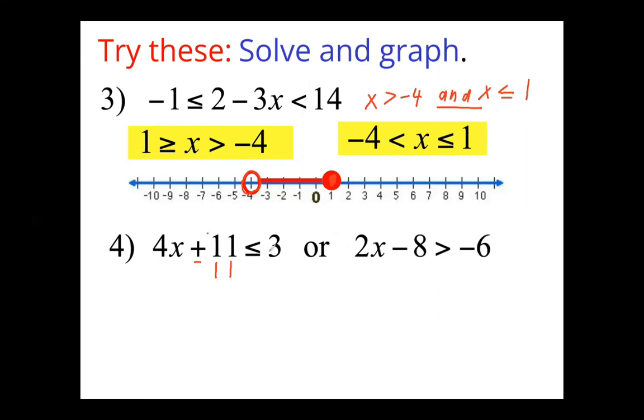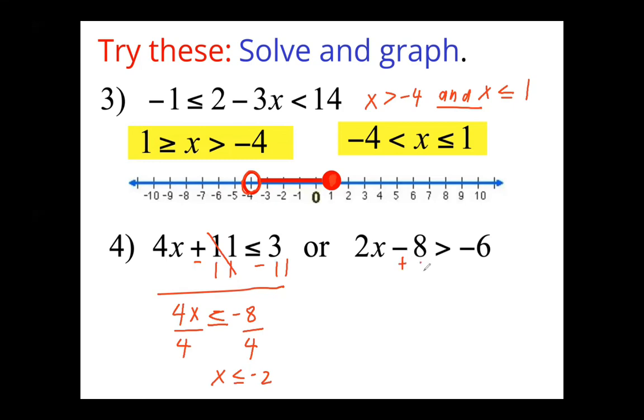I'm going to undo my addition by subtracting 11 from both sides. This is just like multi-step inequalities. 3 minus 11 would be -8. Then undo multiplication by dividing both sides by 4. You get x is less than or equal to -2.